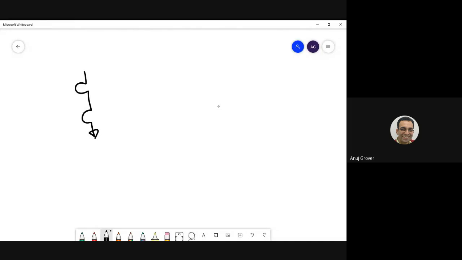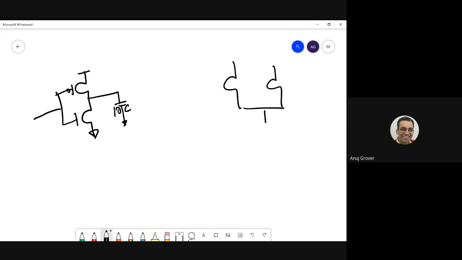Let me share my whiteboard. So I have an inverter that has to drive a load of, let us say, 10C. And I have a NAND gate that also has to drive a load of 10C, let us say.